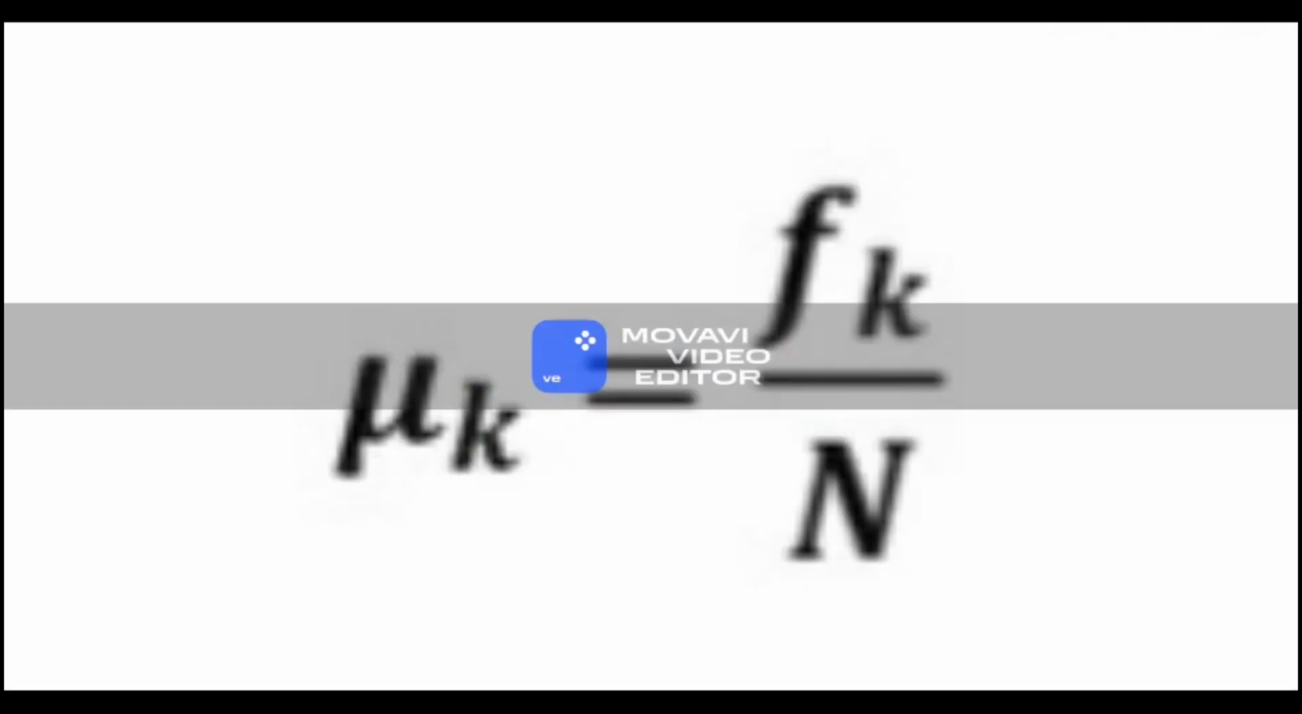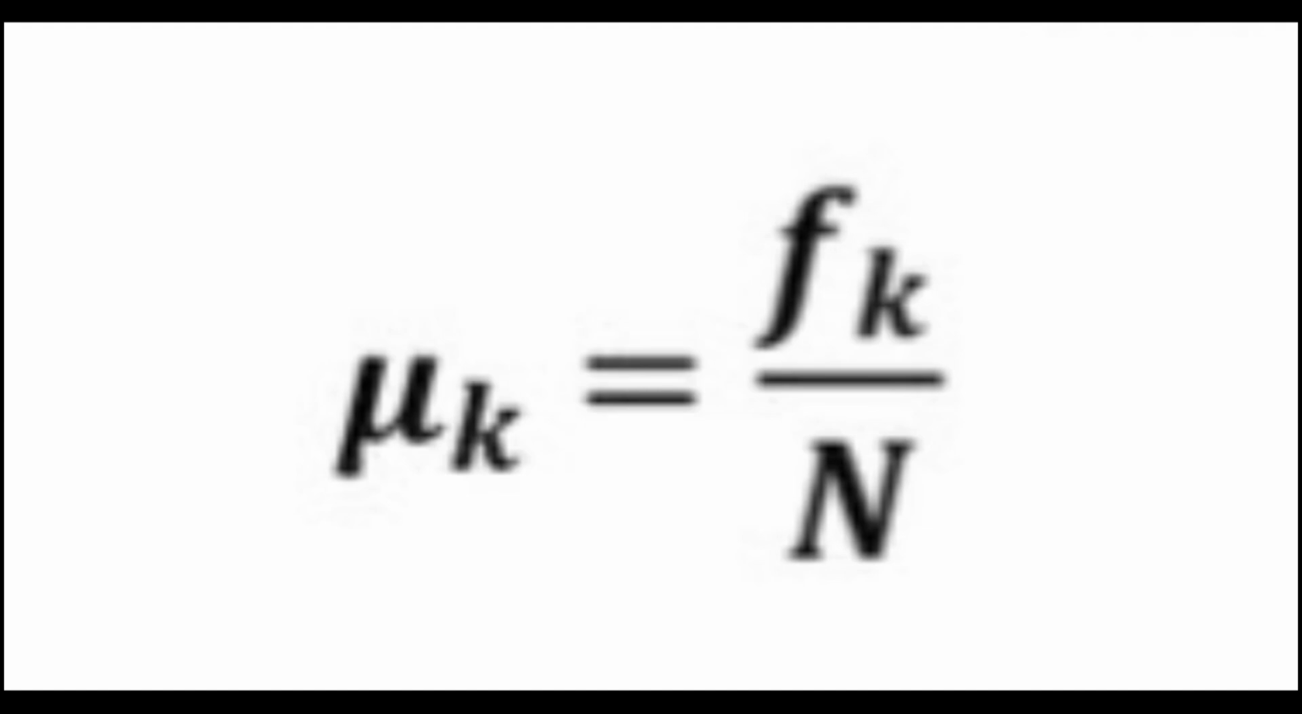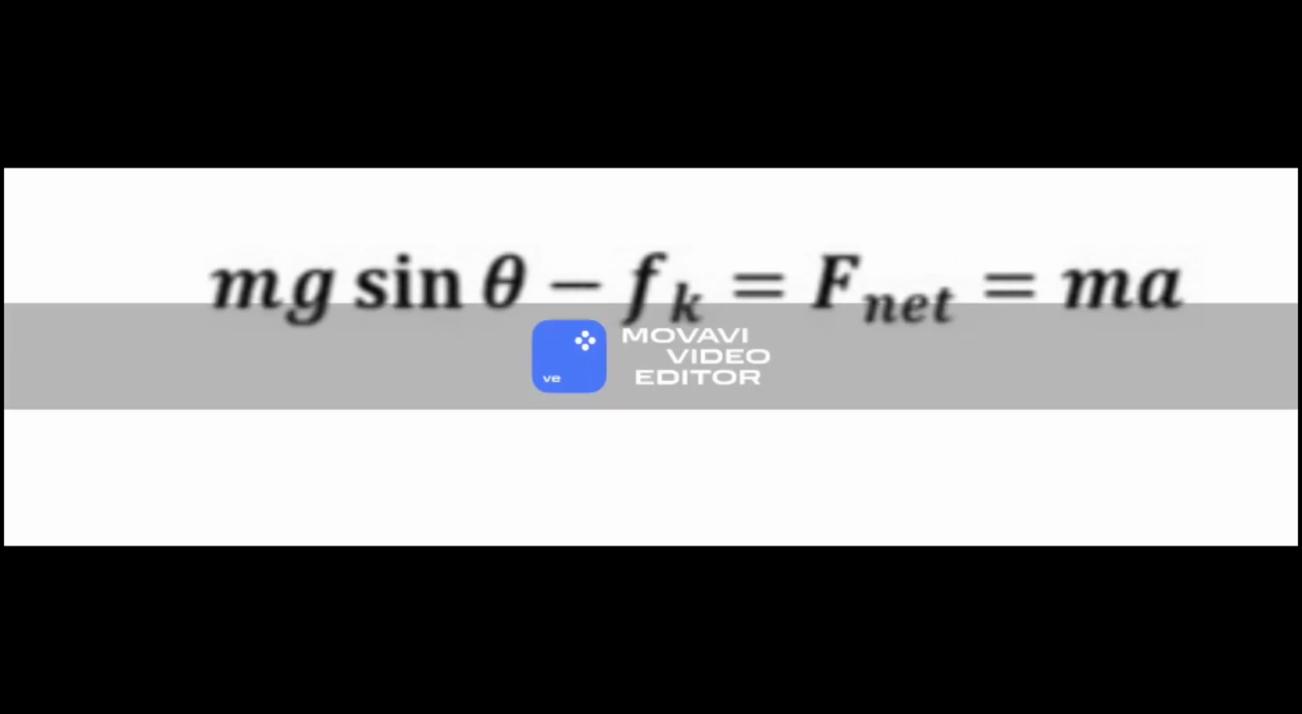The coefficient of kinetic friction is a dimensionless quantity that represents the ratio of the kinetic friction force between two surfaces to the normal force pressing them together. The component of the gravitational force along the incline minus the kinetic friction force equals the net force, which is also equal to the mass times the acceleration. By combining these two equations, we can define the kinetic friction coefficient using the equation shown on the screen. We will use this equation in our later calculations.